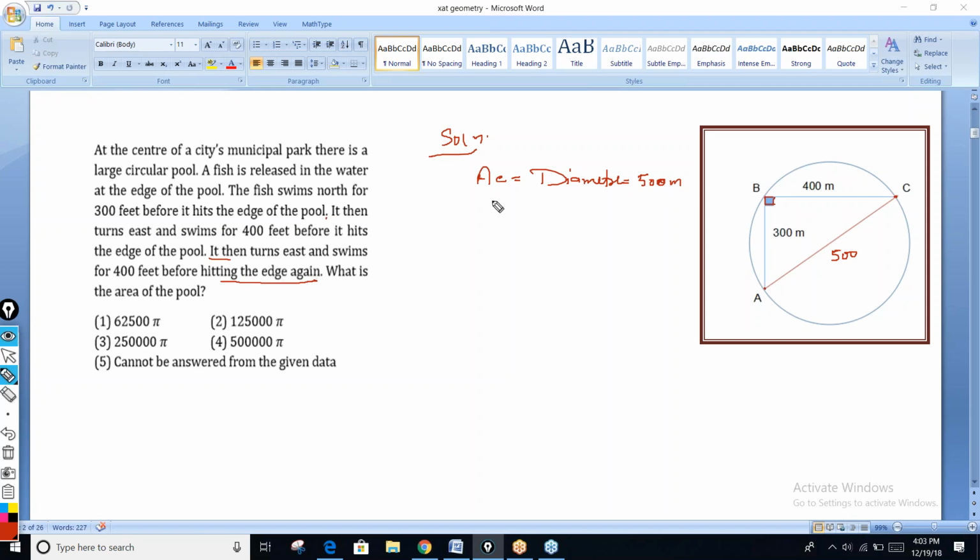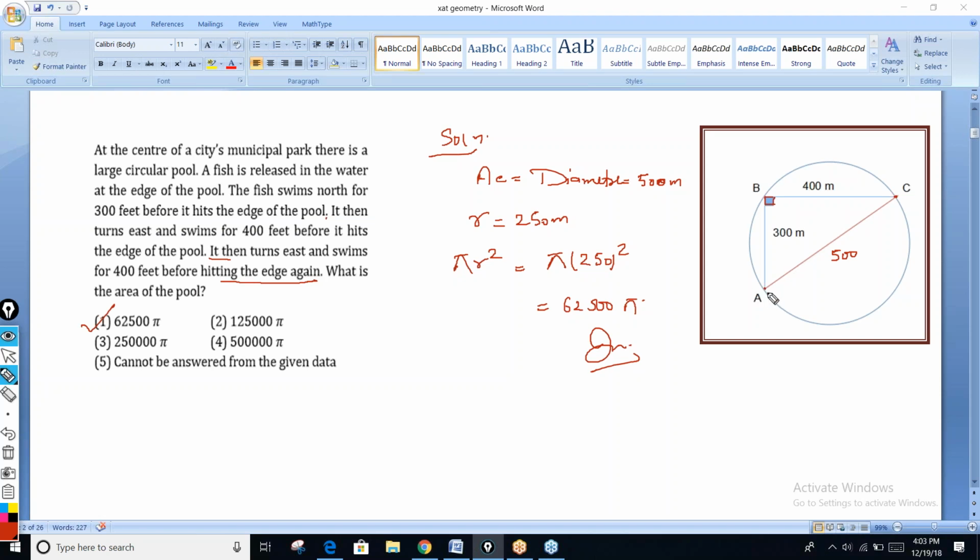What is the area of the pool? So it is a circular pool, so the area of the pool is pi r square. Here r is 250 meter. So what is the area? Area is pi r square, that is 250 square, which is 62500 pi. And that is the answer. That is the first option, which is the answer.